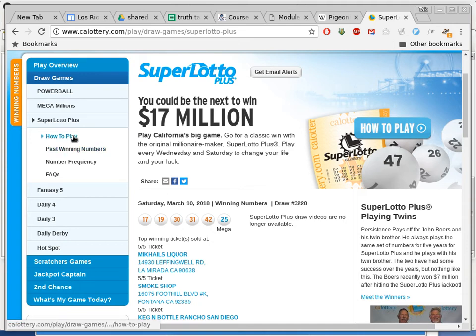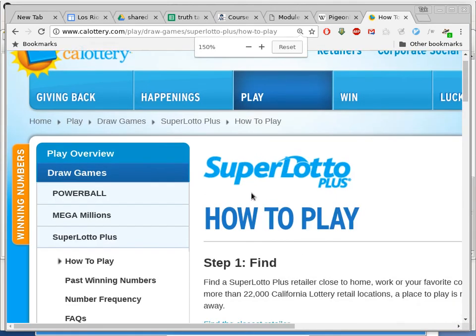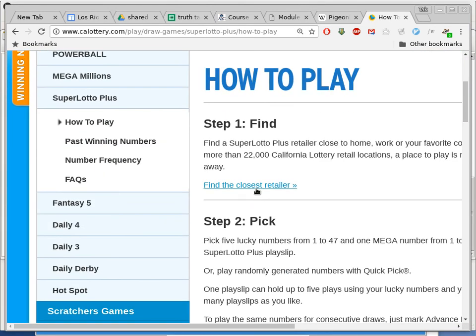So we'll go ahead and talk about how to play. Let's magnify here, and we want to find the rules. Where are the rules of Super Lotto?